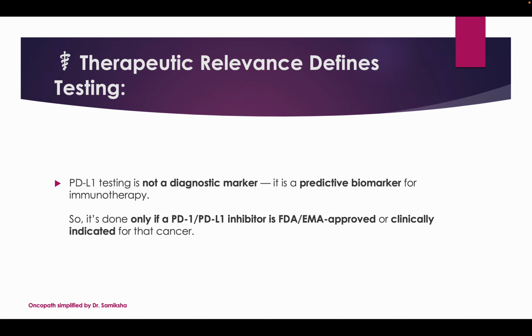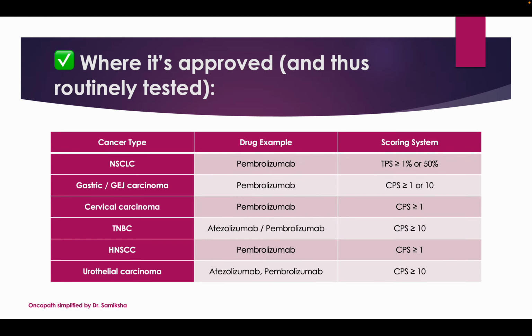Remember one thing: PD-L1 testing is not a diagnostic marker. It's a predictive biomarker, meaning we can predict from the score whether immunotherapy will work in this kind of tumor or not. So it's done only if a PD-1 or PD-L1 inhibitor drug is approved by the FDA or clinically indicated for that kind of cancer. If no approved PD-1, PD-L1 drug exists for that tumor type, PD-L1 IHC will not influence any management, and hence it is fruitless to perform it in that case. This is a list of cancers where immunotherapy is approved and hence PD-L1 is routinely tested.